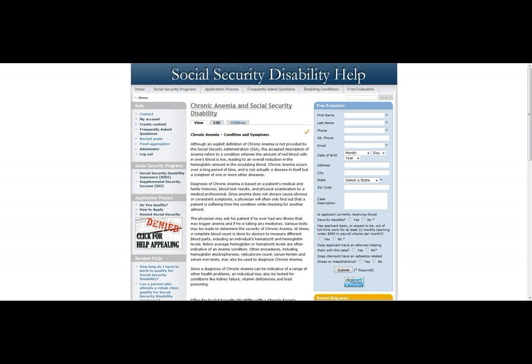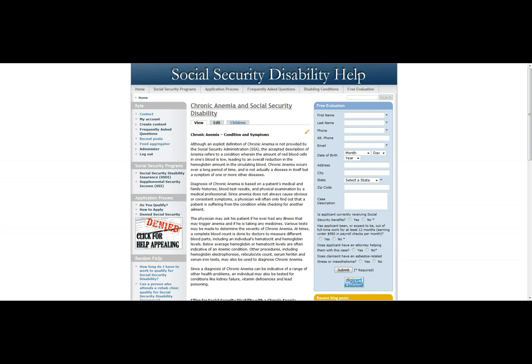Although an explicit definition of chronic anemia is not provided by the Social Security Administration, the accepted description of anemia refers to a condition wherein the amount of red blood cells in one's blood is low, leading to an overall reduction in the hemoglobin amount in the circulating blood. Chronic anemia occurs over a long period of time and is not actually a disease in itself, but a symptom of one or more other diseases.